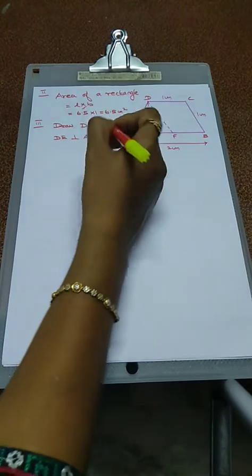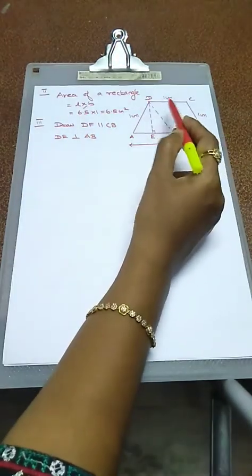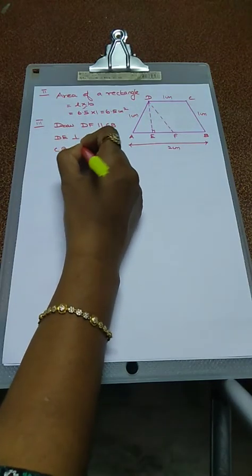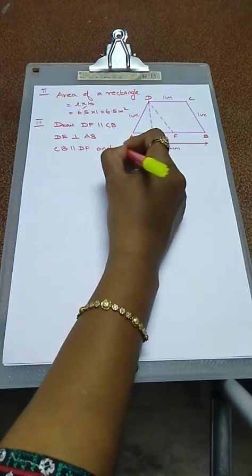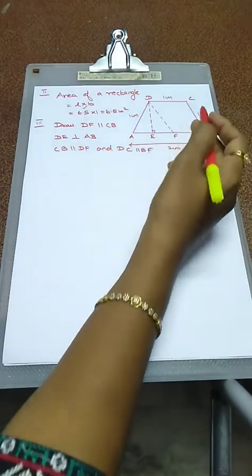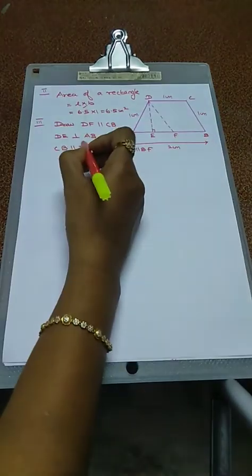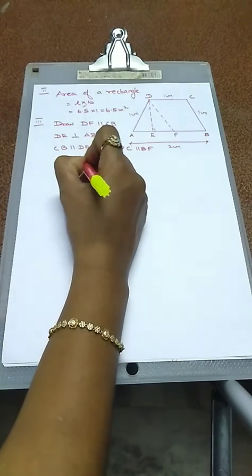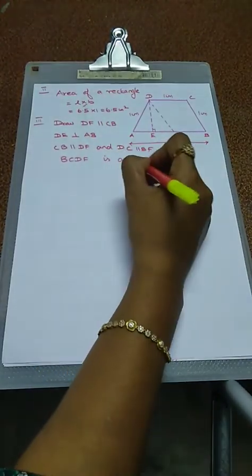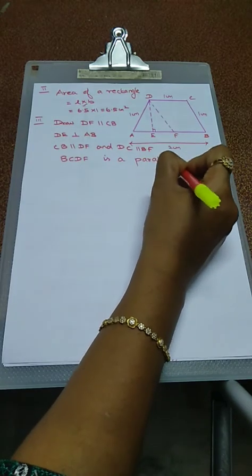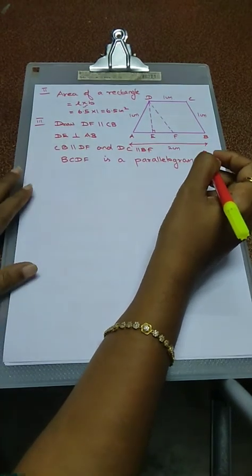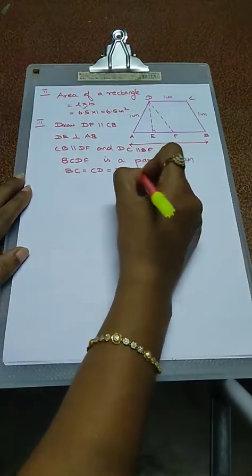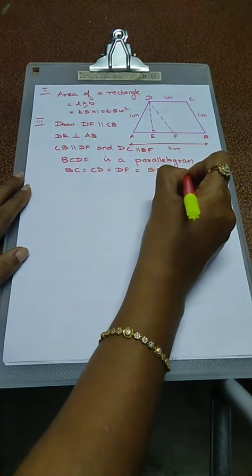Okay. Next one, this line CB is parallel to DF also, no. CB is parallel to DF and the line DC is parallel to BF. Now you just imagine this figure is actually a parallelogram. BCDF is a parallelogram. So we write the value BC equal to CD equal to DF equal to BF equal to 1 centimeter.